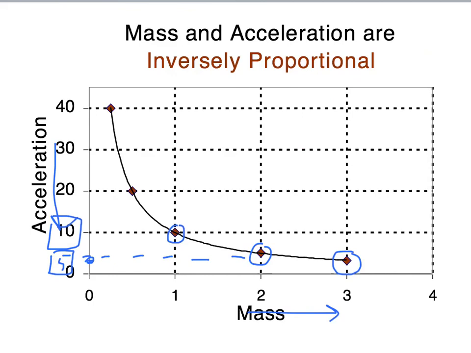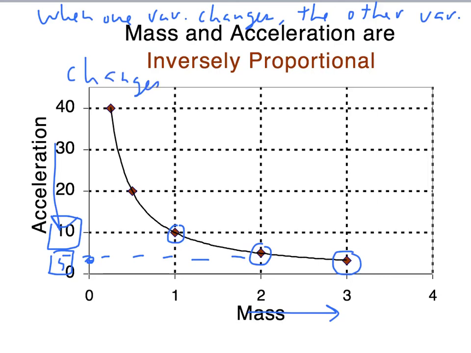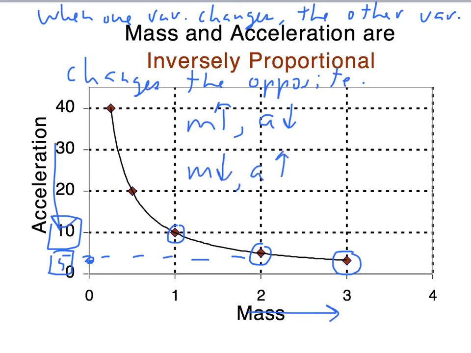So I'd like to come back to this slide for just a minute because we didn't really define what inversely proportional means. And I'd like you to write this on your paper. Inversely proportional means that when one variable changes, the other variable changes the opposite. So when the mass increases, the acceleration decreases. Or, conversely, if the mass decreases, the acceleration increases. And that's, again, in contrast to directly proportional, where as force increases, acceleration increases, whereas force decreases, acceleration decreases.